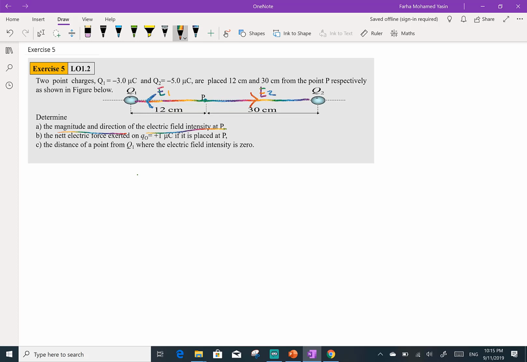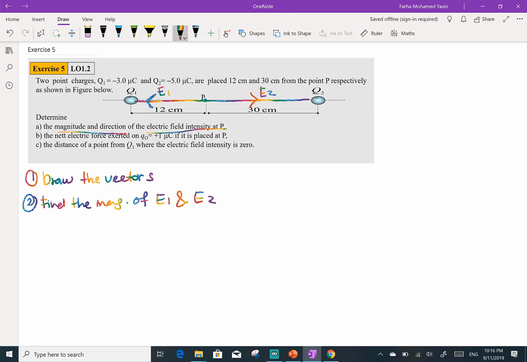Okay, so after we draw the vectors, okay, so the first one, draw the vectors. Okay, after that, by applying the equation of electric field intensity, okay, actually electric field intensity is same as the electric field strength. Okay, so same meaning lah actually. Okay, then the second step, find the magnitude of E1 and E2.